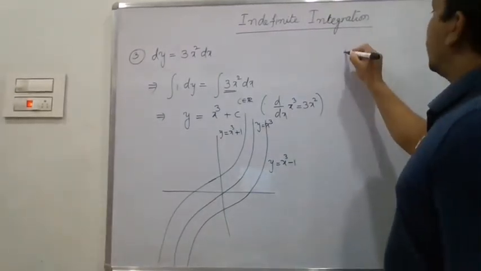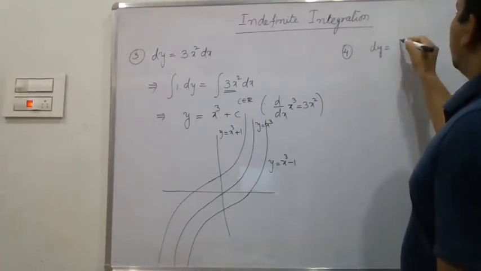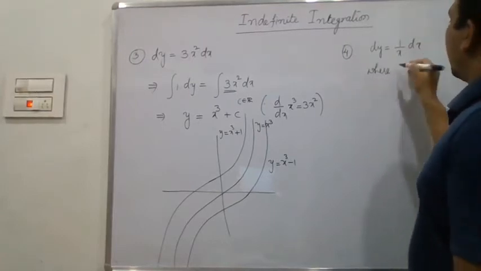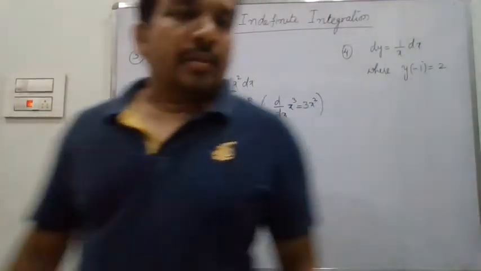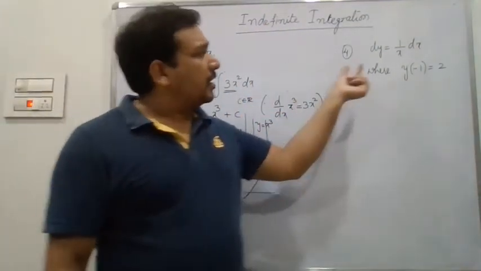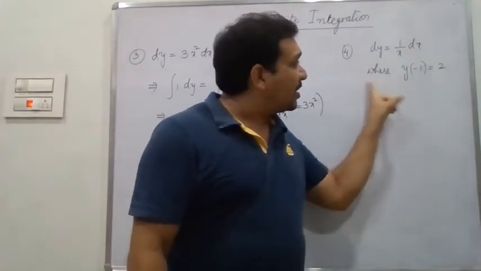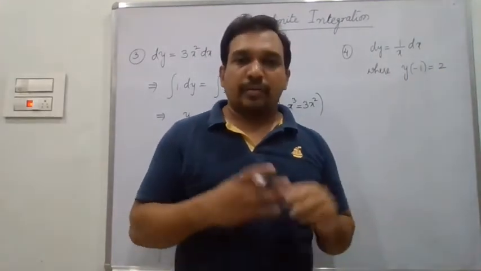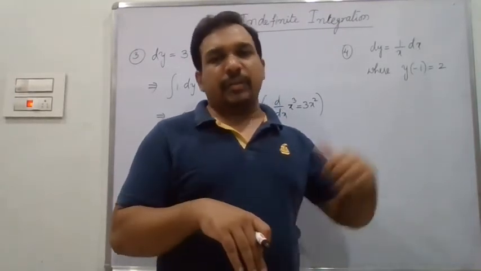Fourth question, that if dy is equal to 1 by x into dx, where y of minus 1 is equal to 2. See, what is the difference between this question and the previous second question? Difference is here. I gave there also dy is equal to 1 by x dx only, but I haven't mentioned the condition. Here the condition is y of minus 1 is equal to 2. So by using this condition, whatever the unknown c value is there, that c value you have to find out and we will resubstitute here.